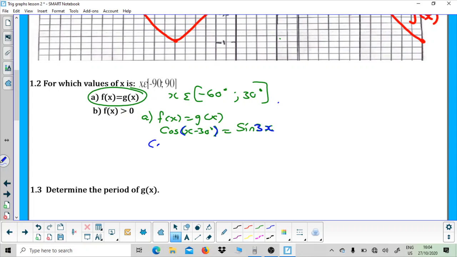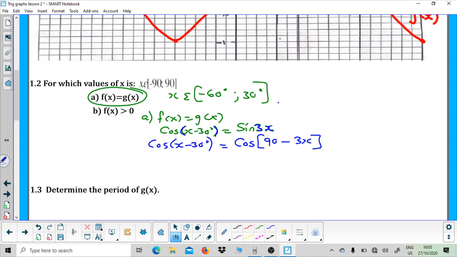However, what you do this time is to change the function into one function, which in this situation you will change to cosine. But which value is sine 3x equal to? Well, it is equal to cos(90 minus 3x) using your cofunctions, isn't it? If I write cos(90 minus 3x), if I ask you to reduce it, you will say it is equal to sine 3x.